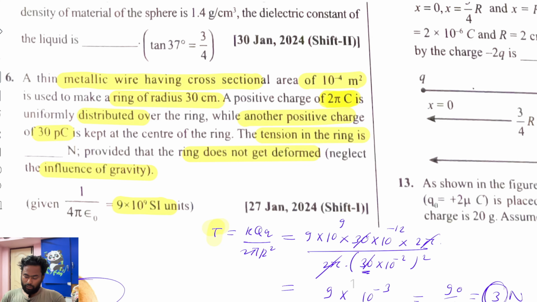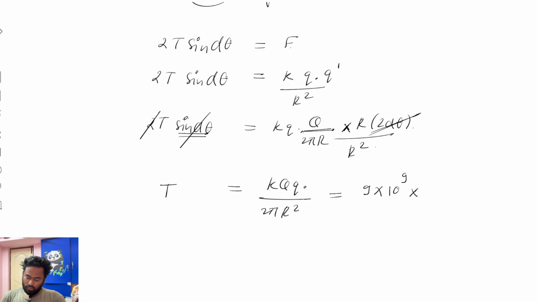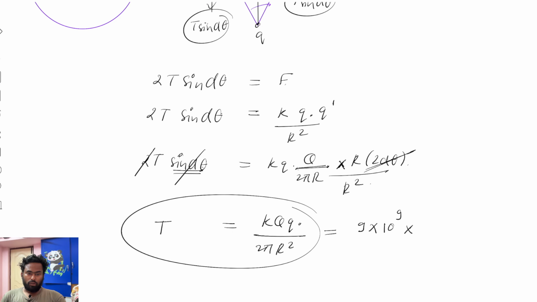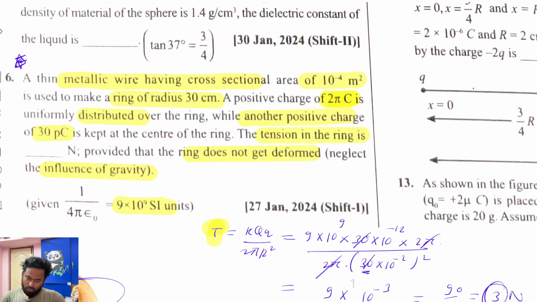Important question, mark it down and remember it. This derivation is important: how we derive the value of tension, K capital Q small q over 2 pi r square. So the ring tension you can directly remember. Clear? Okay.